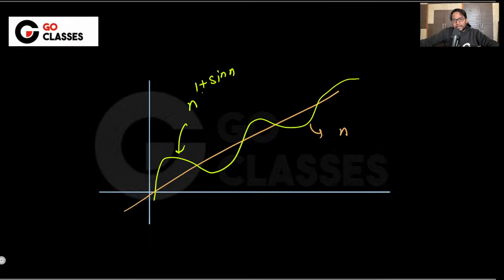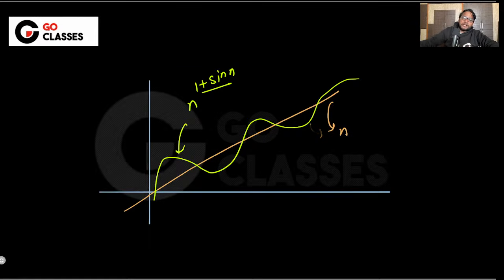So here, as you can see, for this function n is power 1 plus sin n, can you say it is definitely greater or definitely lesser than this n after some point in time? No, right? So you will say that this n is sometimes lesser or sometimes greater. So there are some functions which are incomparable.